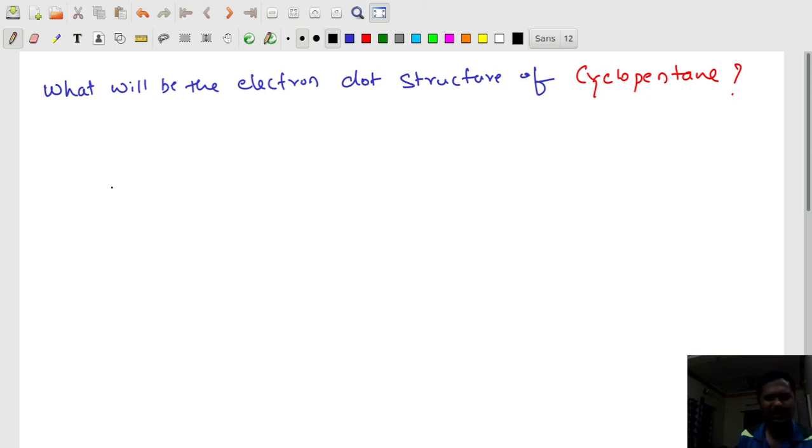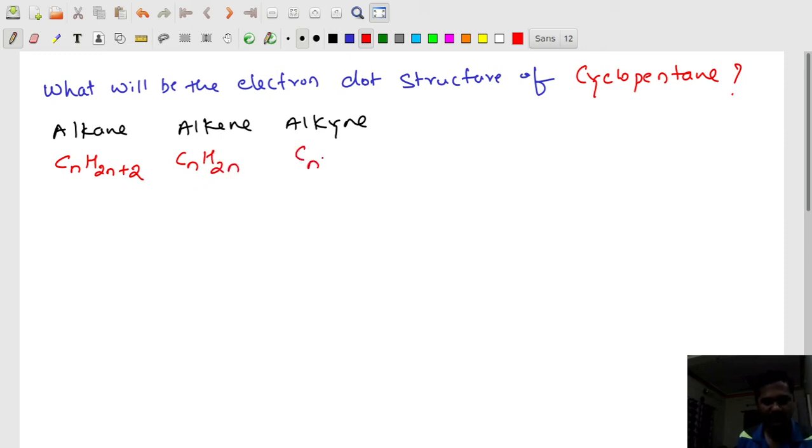let's see the general formulas of different hydrocarbons. Start with alkane, alkene, alkyne. I hope you are already familiar with these three compounds. The general formula for alkane is CnH2n+2, for alkene CnH2n, and for alkyne CnH2n-2. And we know that the difference between these three is ANE, ENE, and then YNE.